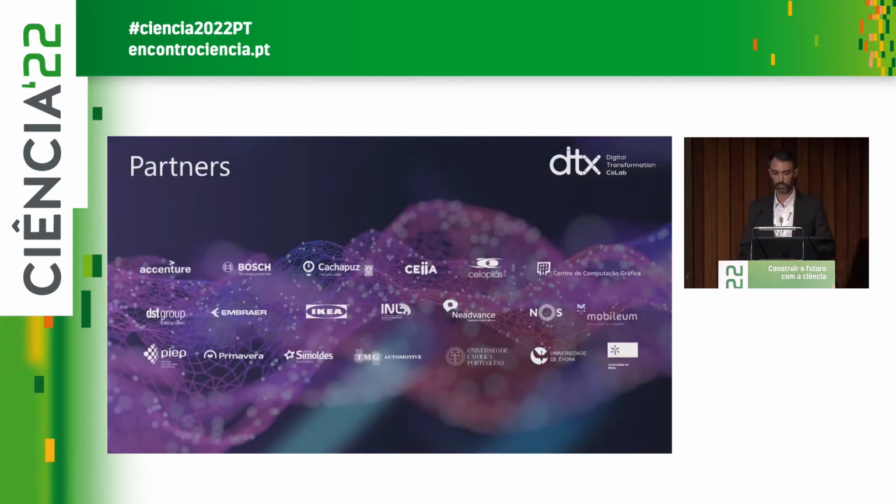DTX has 20 shareholders. 13 of these shareholders are companies from a wide range of industries and of different size and scope. So we have large multinationals like Accenture, like Bosch, Embraer. We have large national companies like the ST Group, who has just presented here, and smaller organizations as well. We have 3 universities that are part of DTX, University of Minho, Portuguese Catholic University, and University of Évora, and 4 research and innovation centers like INL and CEA, for example.